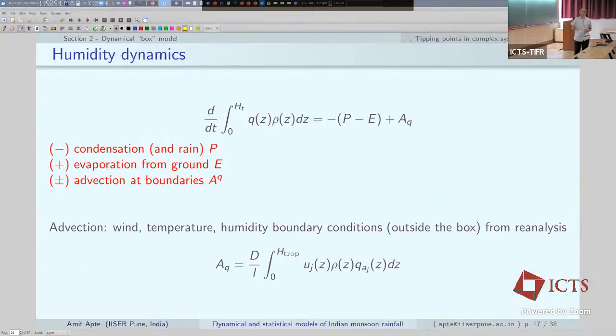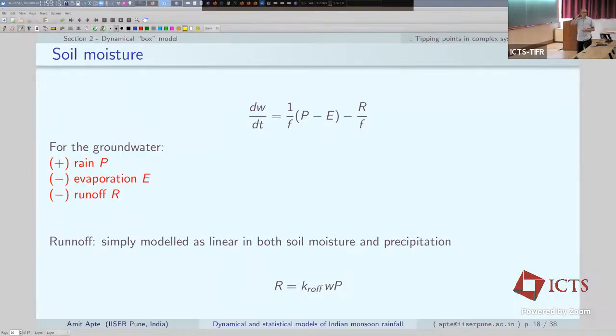The humidity is the same thing. The d by dt of the total amount of water contained in the water column, the rate of change of mass of water, is how much water comes in and how much water goes out. That's all. But this is just a placeholder for a complex term on the right-hand side. And the same thing for soil moisture: how much comes in because of the rain and how much goes out because of evaporation or runoff into rivers and so on.